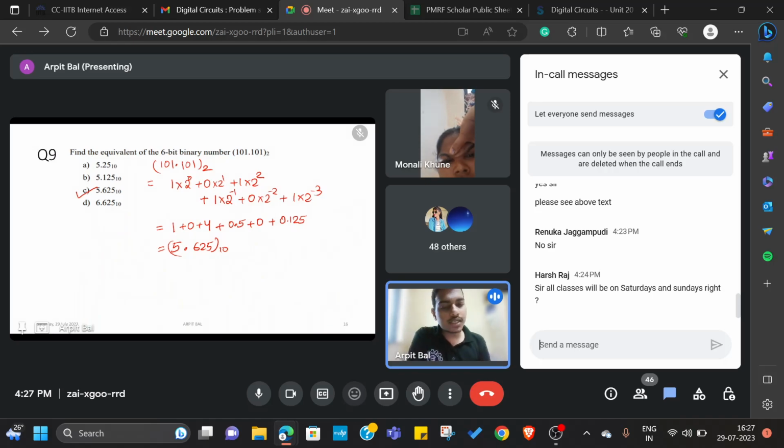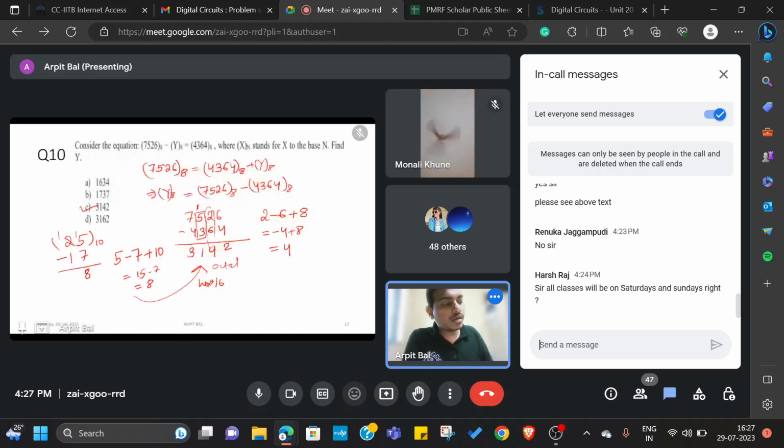Then we learnt if there is a decimal involved, how to solve that particular problem. That if anything is to the right of the decimal, then we start with taking a -1, from -1, -2, -3 and so on to the right of the decimal. To the left of the decimal we start with 0, 1, 2 and so on. Then we also solved a very simple equation that is present on the screen.